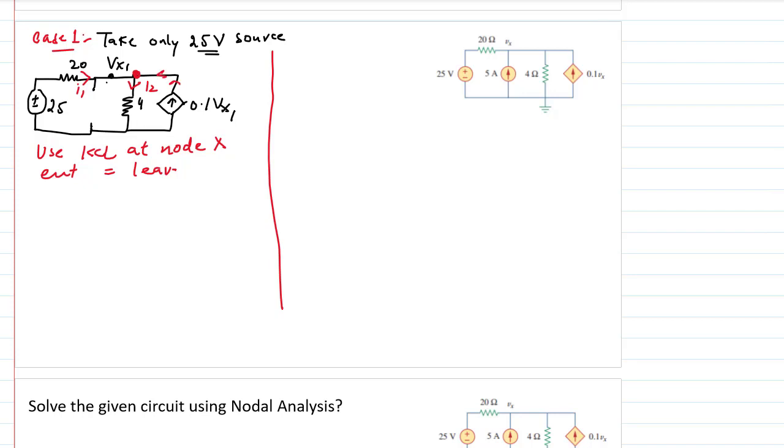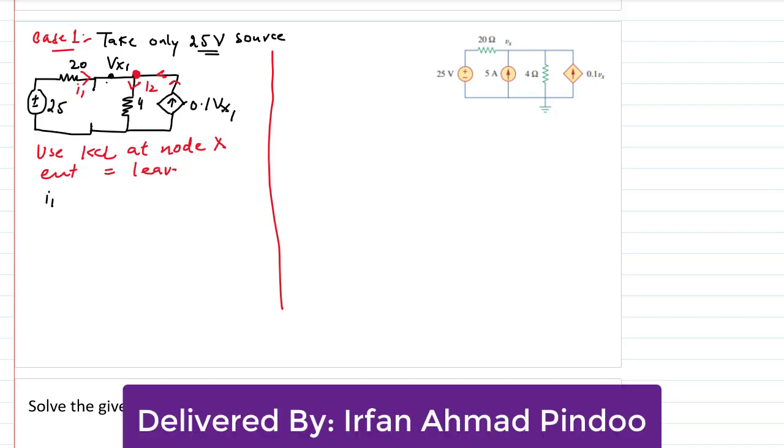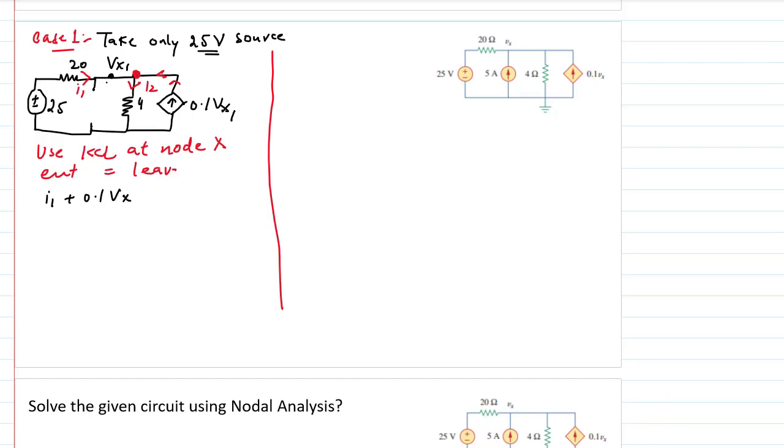So you can write I1, that is entering current, plus 0.1 Vx is equal to I2. Now we'll be using Ohm's law to convert this I into V by R. So I can write (25 minus Vx1) upon 20 plus Vx1 by 10 is equal to I2, which is (Vx1 minus 0), because this is the reference node, so it is 0 volt. So I can write Vx1 upon 4.